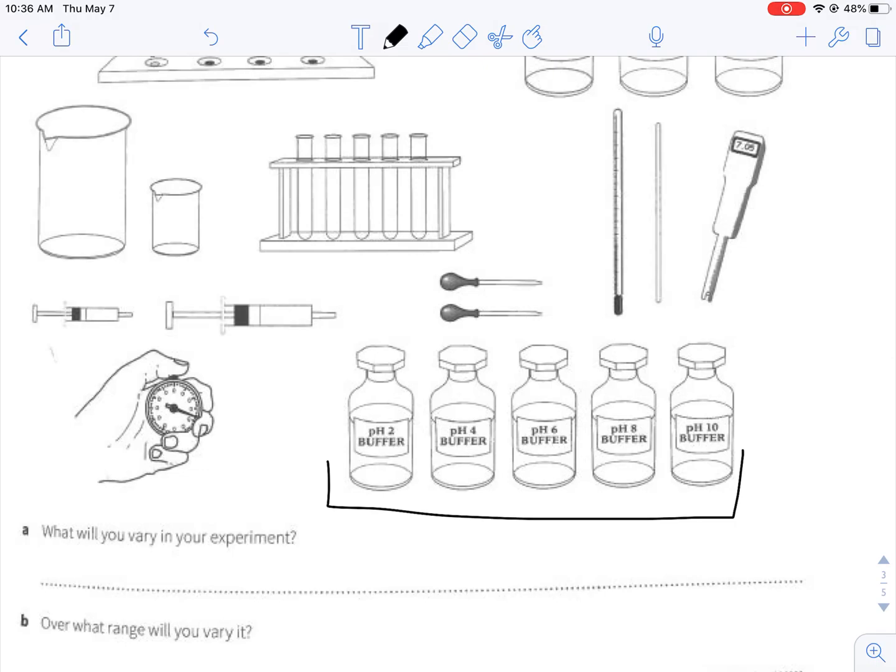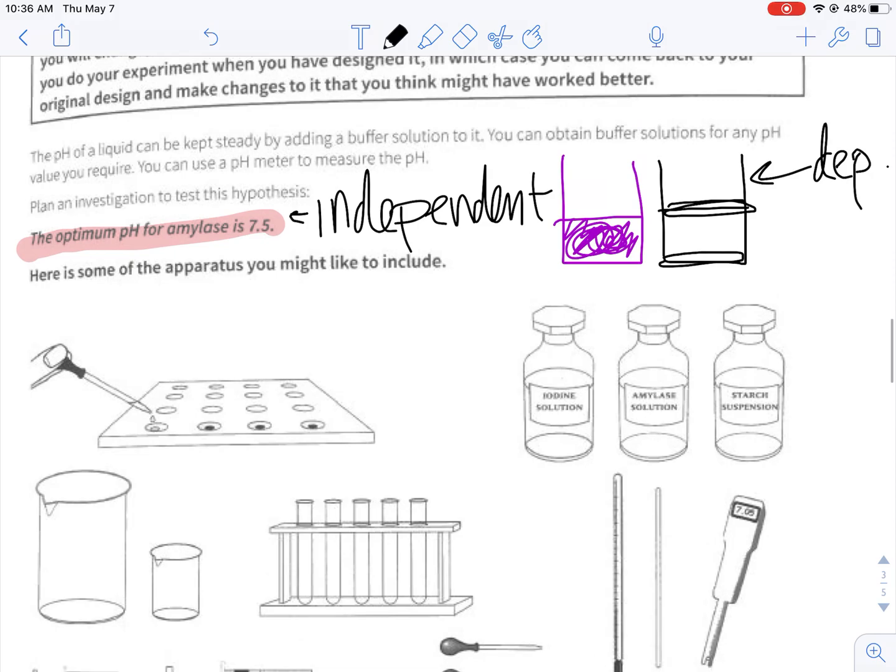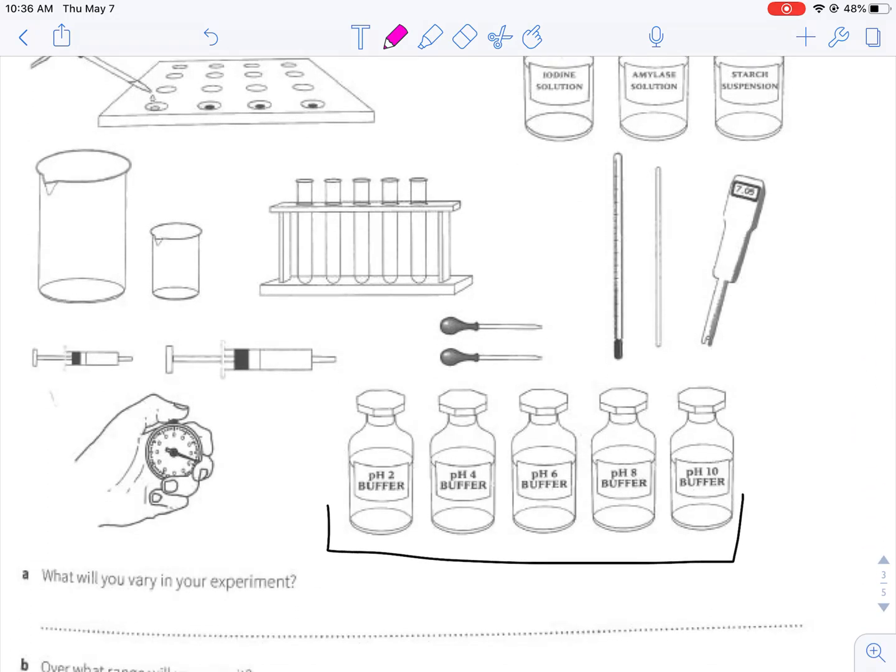Another point that is important is if I am testing that the pH is 7.5, I should probably test the pH at 7.5. So that means that I can mix these pH buffers, because a buffer is just a solution that keeps the pH at a constant state. So I can mix these buffers to get whatever range I want.